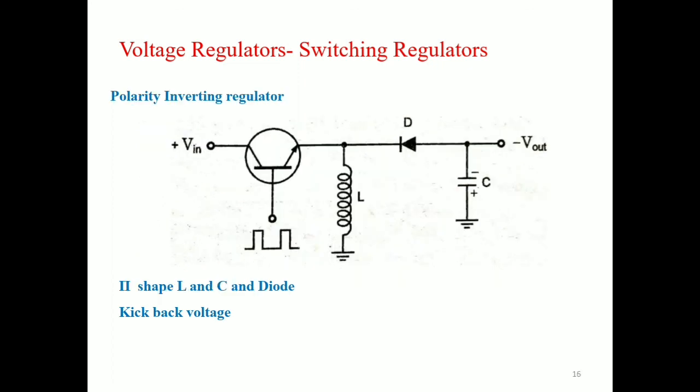Next, the polarity inverting converter. It is similar to the step down version, but with the diode and the inductor interchanged. When the transistor is saturated, current flows through the inductor. What happens when the transistor is cut off? The magnetic field collapses and the inductive kickback keeps the current flowing in the same direction. Since the transistor is off, the only path is through the capacitor. If the direction of the charging current through the capacitor is checked, the output voltage is found to be negative. That's why it is called a polarity inverting regulator. So that's all about voltage regulators.